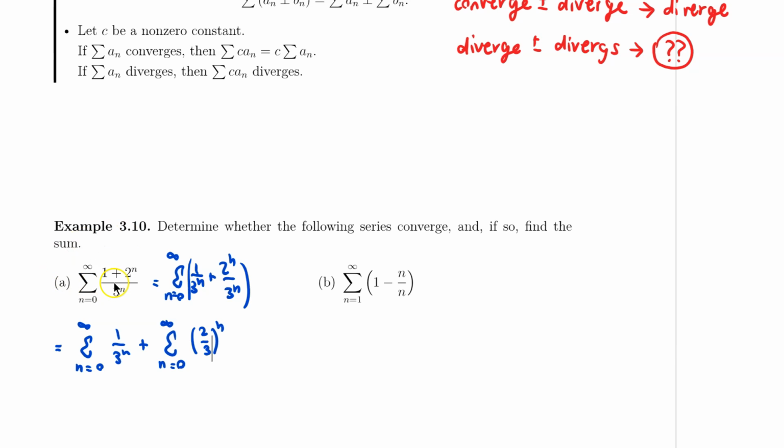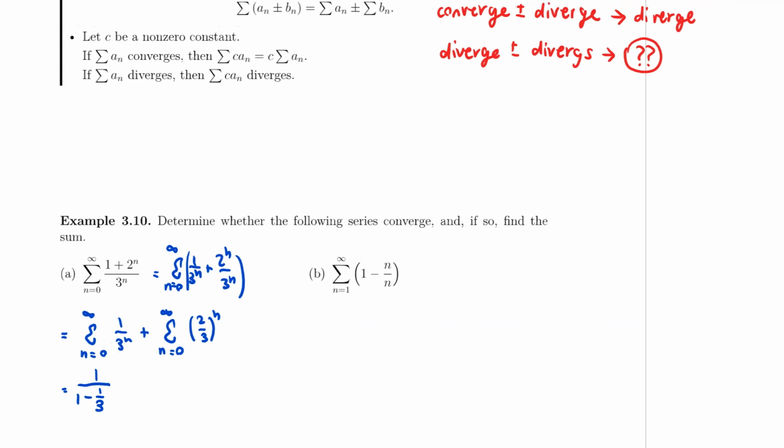So now I have split this guy into two geometric series, and I know how to find the sum of these two guys. The first one is going to be the first term, 1 over 3, divided by 1 minus r, which is 1/3. Notice how r is less than 1, so I can use the formula. And the sum for the latter guy is going to be the first term, which is 1 again, over 1 minus 2/3.